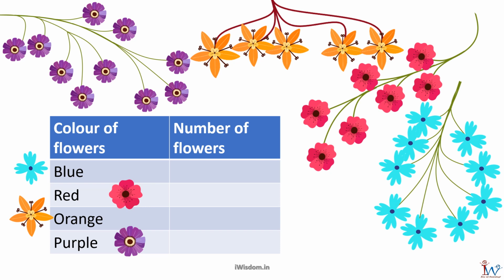Wow, Mr. Wiz, these flowers are lovely and colorful. Let me count the flowers of each color. We have 9 blue flowers. Red flowers are 7 in number. Orange is 5. And we have 10 purple flowers.